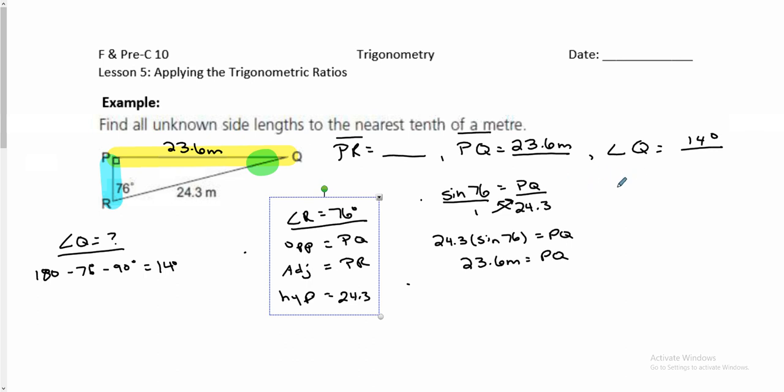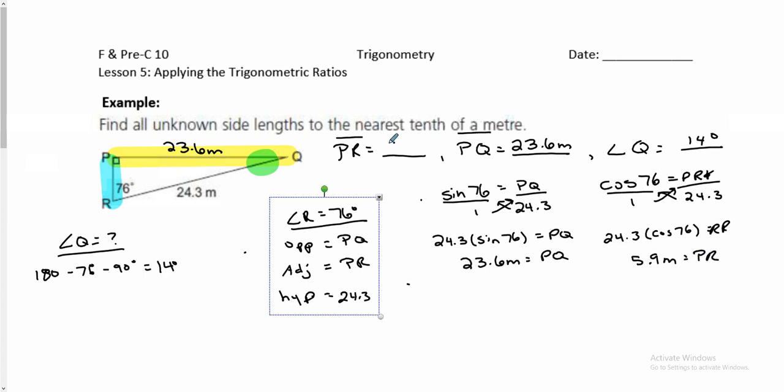Our next one that we're going to do here is we need to find PR. So that means I need to use my adjacent, so I'm going to use cos is equal to PR over 24.3. We're going to cross multiply. And that gives us 24.3 times cos 76 is equal to PR. RP, PR, same thing. 24.3 cos 76. We should get 5.9 meters is equal to PR.